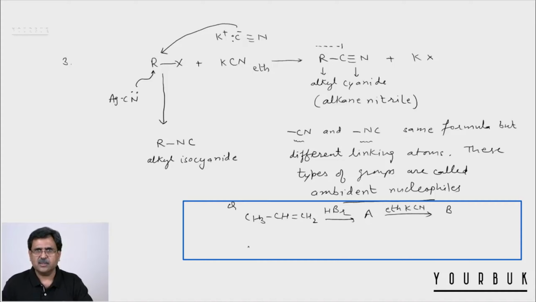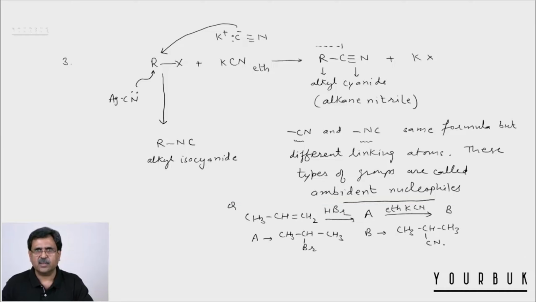Now the first step is addition of HBr across the double bond according to Markovnikov's rule. So this is our A, CH3CHBrCH3. Now in the second step from A to B, we are using ethanolic KCN. Now this ethanolic KCN will displace bromine. So our product B is CH3CH(CN)CH3. So these are the structures of A and B.